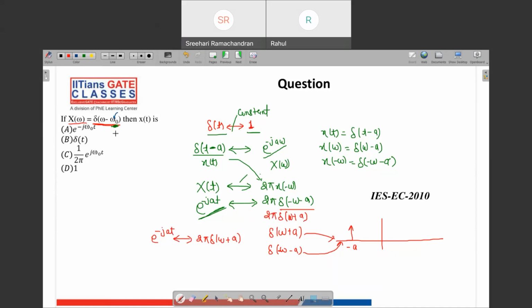Now let's replace this a with minus omega naught here. So 2 pi delta omega minus omega naught. On the left side, it will become e to the power j omega naught t. So delta omega minus omega naught, its inverse Fourier transform will be 1 by 2 pi e to the power j omega naught t. So this will be the correct answer.